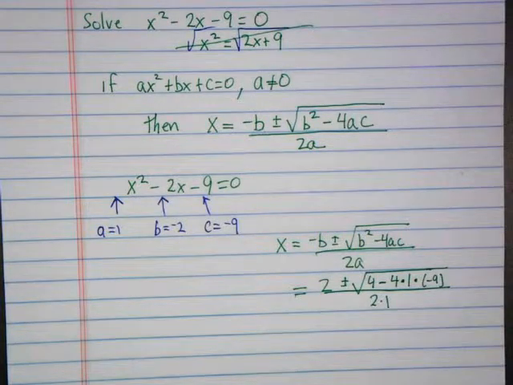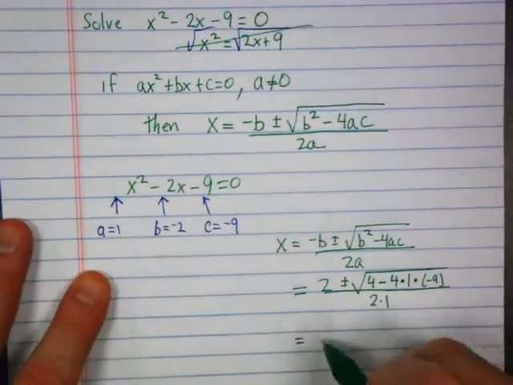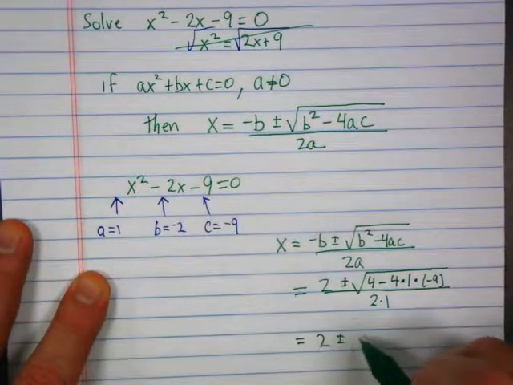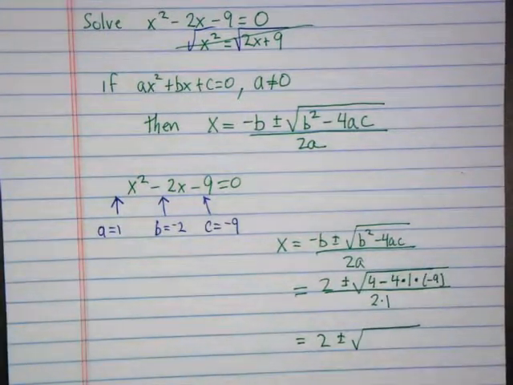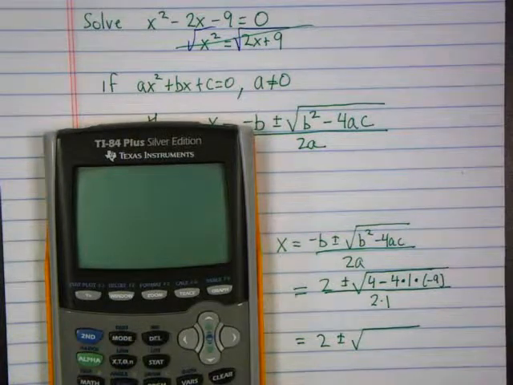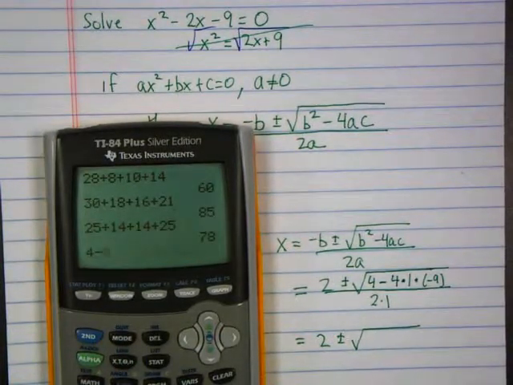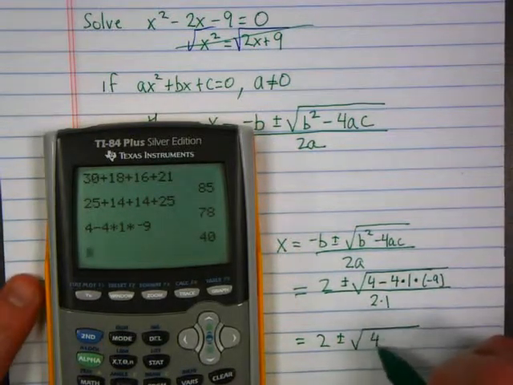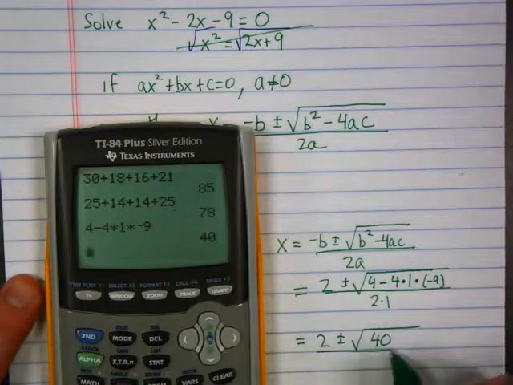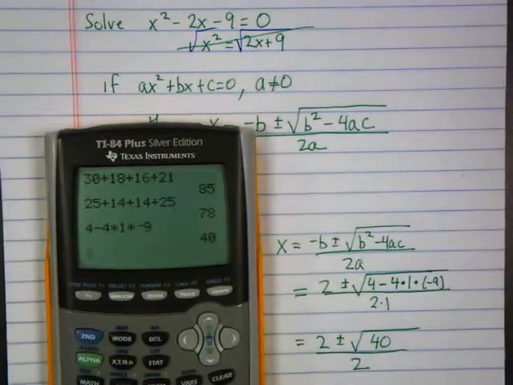And all we do now is we simplify. This is 2 plus or minus the square root of. I would probably grab my calculator at this point. And I would go 4 minus 4 times 1 times negative 9. Calculator tells me that's 40. All divided by 2.